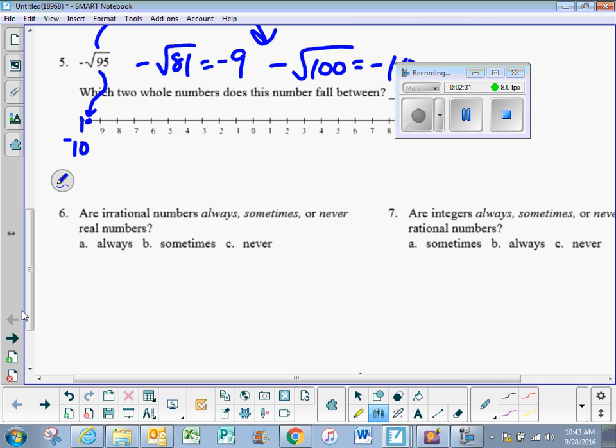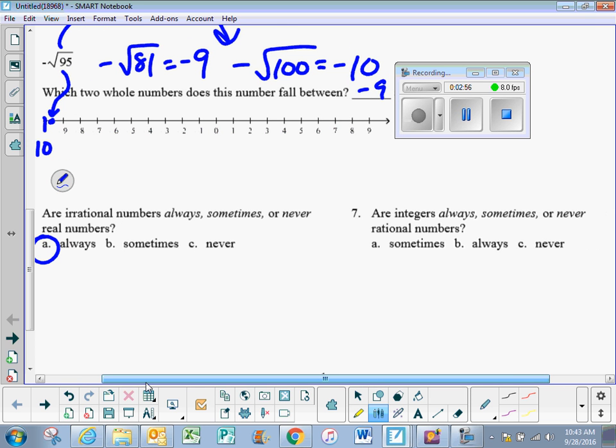6. Are irrational numbers always, sometimes, or never real? If you look at that diagram, the irrationals and rationals are all under what umbrella? Real. They're all real. We haven't talked about any that are not real unless we divide by 0, the only way. So they are all real always. Are integers always, sometimes, or never rational? Can an integer be written as a fraction? Yes, every integer can be written as a fraction. It's always rational.